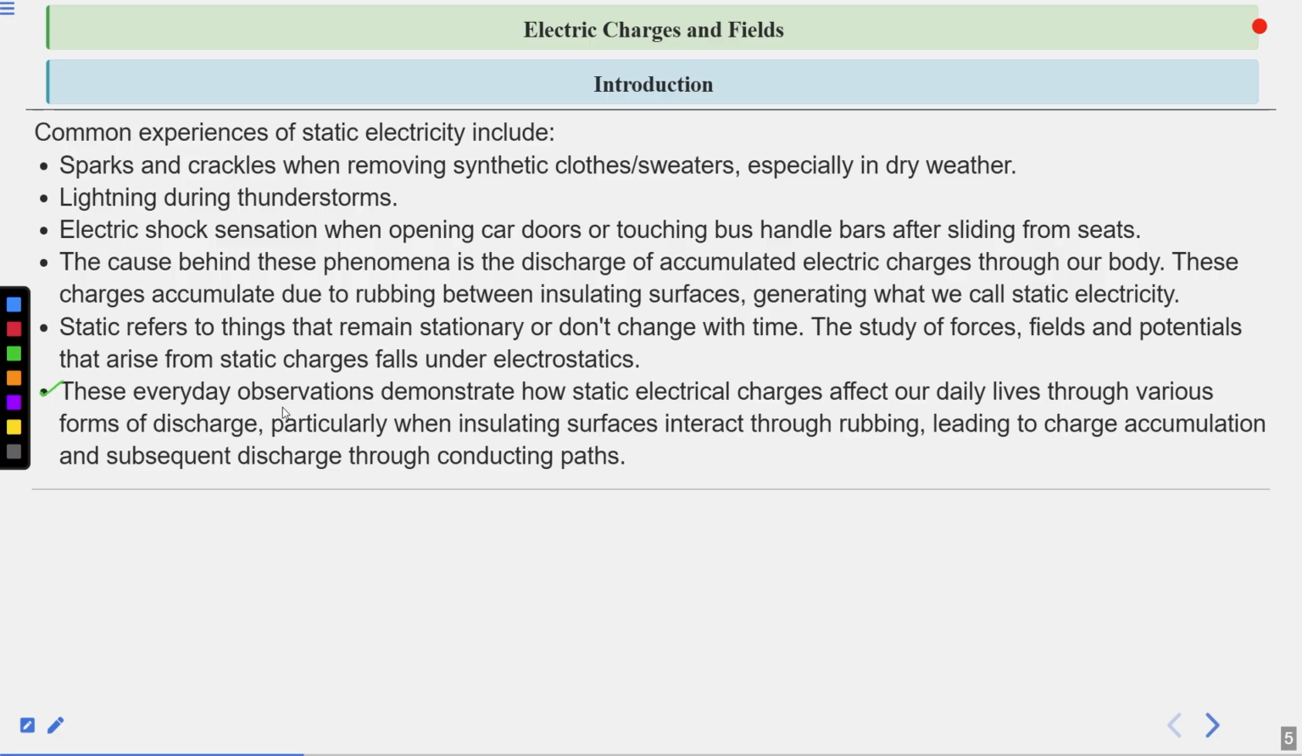These everyday observations demonstrate how static electric charges affect our daily lives through various forms of discharge, particularly when insulating surfaces interact through rubbing, leading to charge accumulation and subsequent discharge through conducting paths. So these are the common experiences of electricity, or we can say static electricity. I hope this is clear.